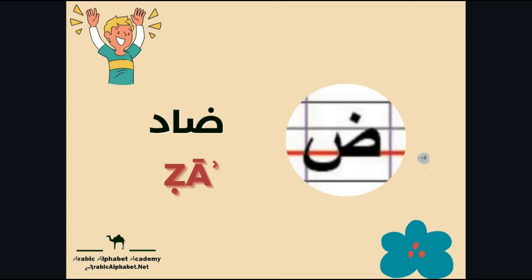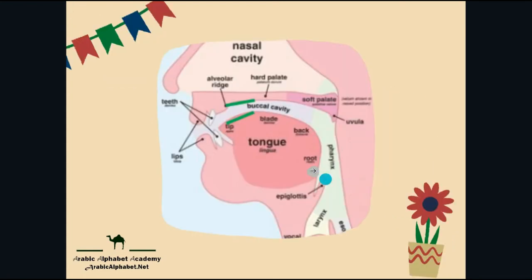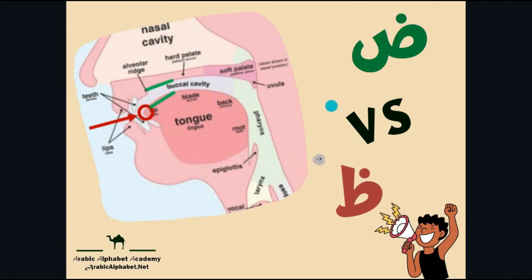What about the sound and the pronunciation? It comes from the side lines on the right and left of the tongue, touching the upper jaw in the region where the upper teeth are starting, just behind the upper teeth where they start. And we do the sound. Now, what about the difference between this letter and this letter? They are so close in pronunciation.